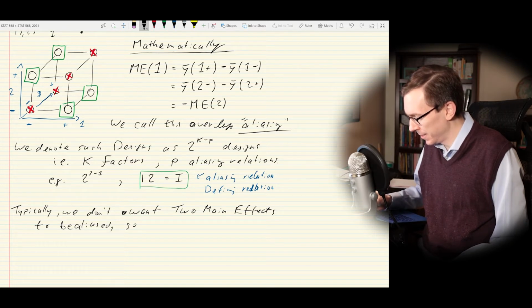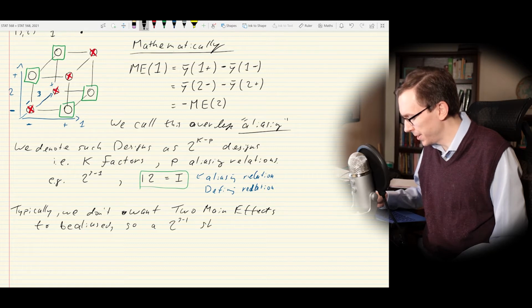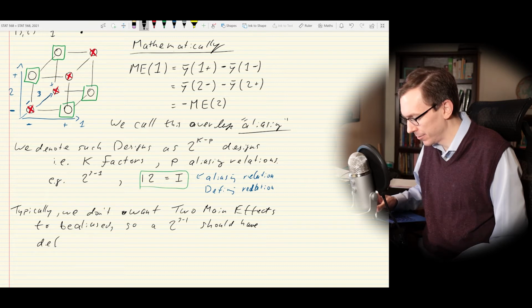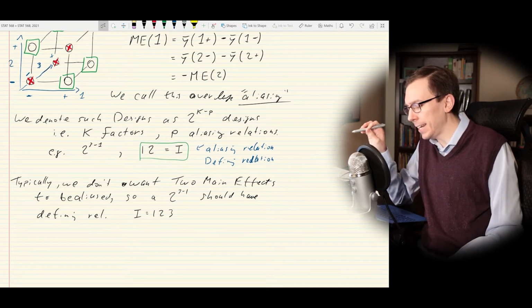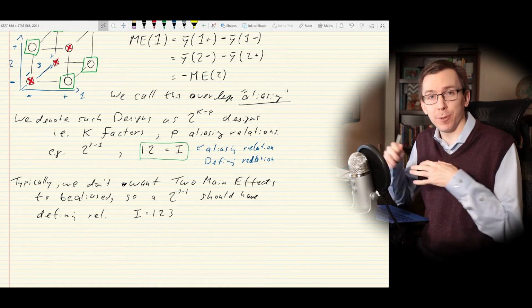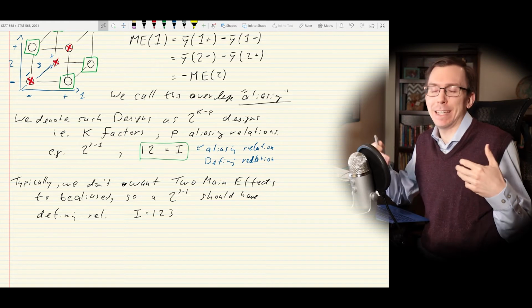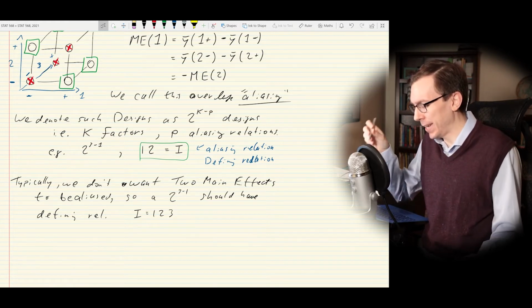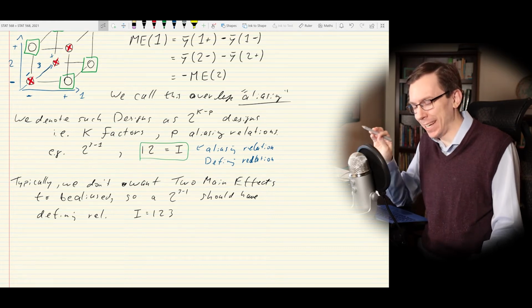So a 2 to the 3 minus 1 should have defining relation I is equal to 1, 2, 3. And if we set I equal to 1, 2, 3, we have destroyed our ability to estimate that three-way interaction term, but we typically don't care about the three-way interaction term, or I should say we care the least about the three-way interaction term.